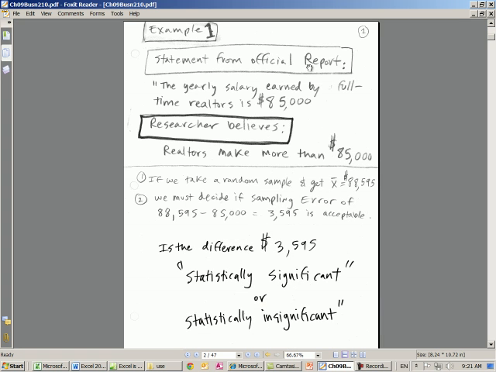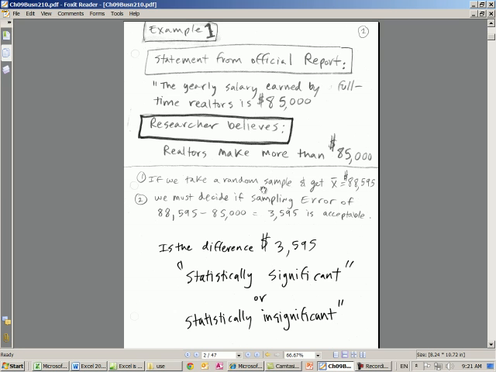Here is a statement from an official report. The yearly salary earned by full-time realtors is $85,000. A researcher believes realtors make more than $85,000 in their region. Now, if we go out and take a random sample, and we get $85,595, we can't just say, oh, yeah, it is bigger. Look at this, it's 88,000. We can't say that, because this is a sample.